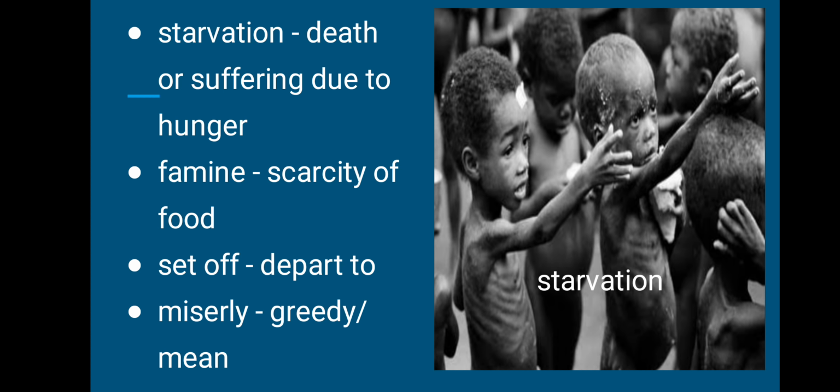Let's not deviate. Starvation is death or suffering due to hunger. Can't stop looking at this picture, I know, but starvation means death or suffering due to hunger, and famine means the scarcity of food. In a lot of African countries, Sudan is the poorest country in the world. They don't have food. The children are dying, the elderly people are dying because they don't have power in the body to fight the diseases that are upcoming.